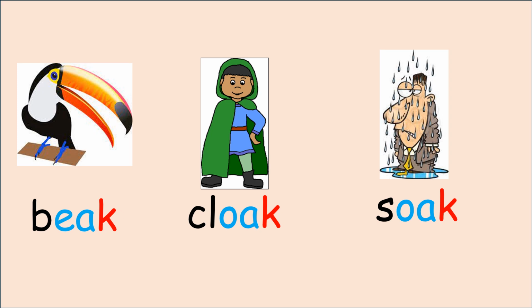Now if we notice the letter just before the K, it's a vowel. But what sound do we hear? We hear beak, E, that's a long vowel sound, beak. Cloak, O, a long sound. Soak, O. So when we hear a long vowel sound before the k sound, we use the letter K.